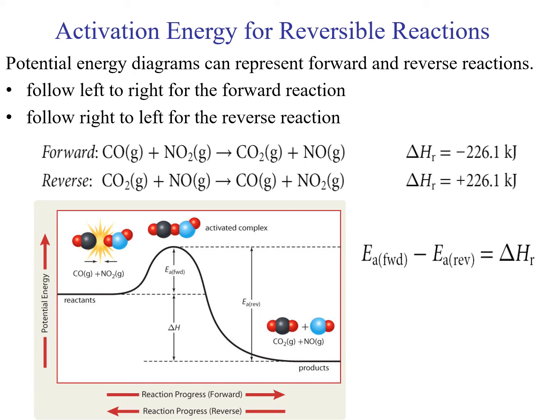The forward activation energy minus the reverse activation energy equals a change in enthalpy for the reaction. Looking at the equation, you can see that if the forward activation energy is smaller than the reverse activation energy, delta H will be negative, and the reaction is exothermic. If the forward activation energy is greater than the reverse activation energy, delta H will be positive, and the reaction is endothermic.